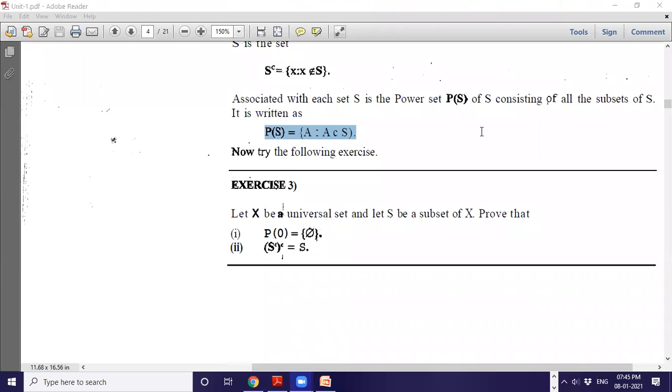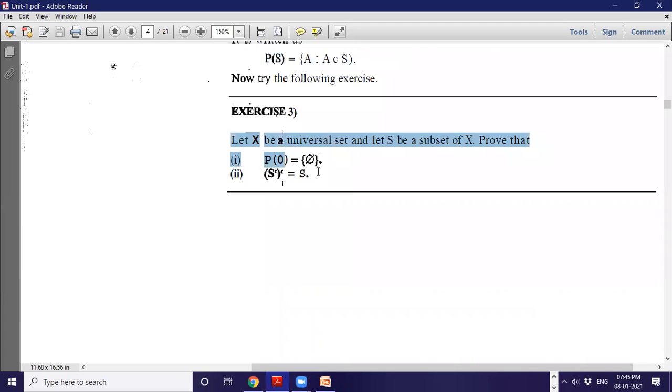Then I ask you to try these two examples. X is a universal set and let S be a subset of X. Then P of the empty set, meaning no elements exist for that set, the void set or null set. Obviously, what will be the power set for this?